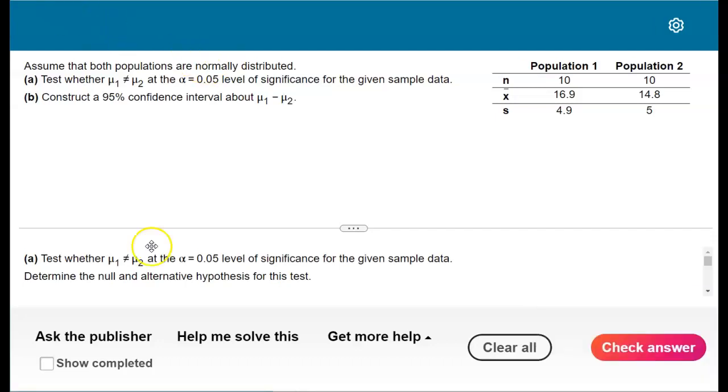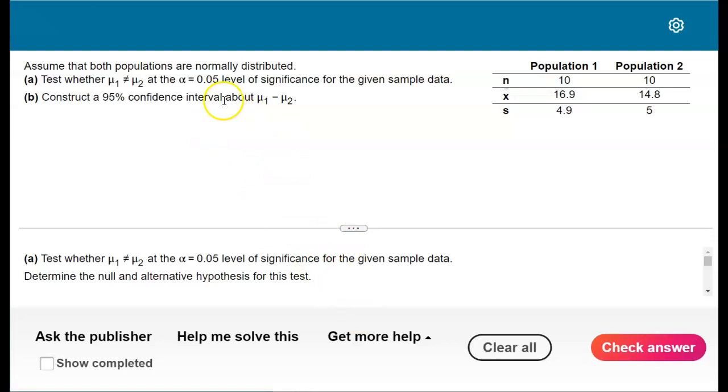Here we go. We're not given a scenario for this problem. We're just given some summary statistics about the two populations, specifically the sample mean and the sample standard deviation for each one. We're told they're normally distributed, which they need to be since the n for each of them is less than 30. And so the problem asks for the p-value to do our determination to see if we can reject the null hypothesis, and then a confidence interval constructed.